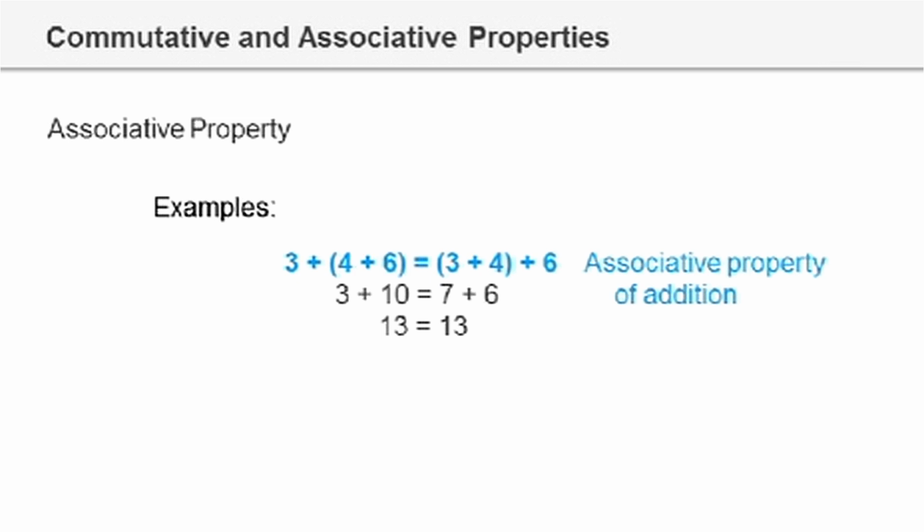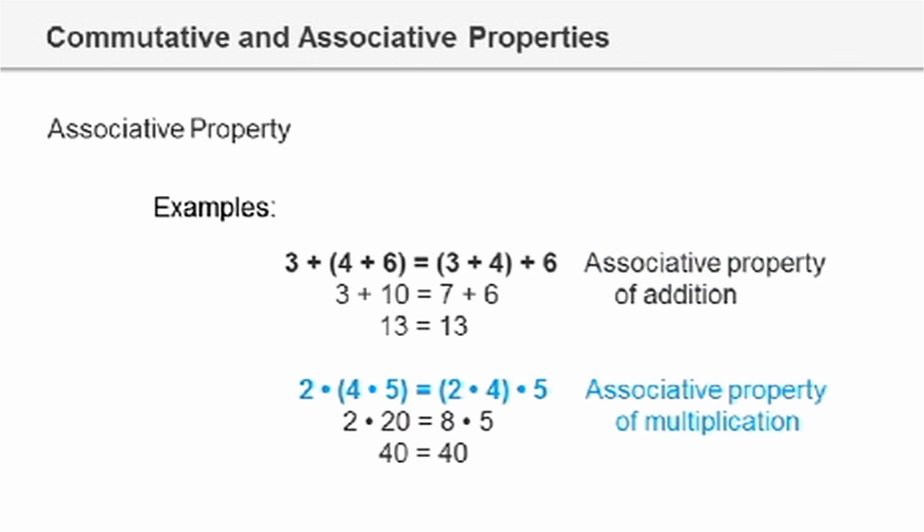The first example demonstrates the associative property of addition. The expressions on both sides of the equal sign sum the values 3, 4, and 6. On the left, 4 and 6 are grouped together, and on the right, 3 and 4 are grouped together. In both cases, the sum is 13. Therefore, it makes no difference how the numbers are grouped. The sum is still the same.